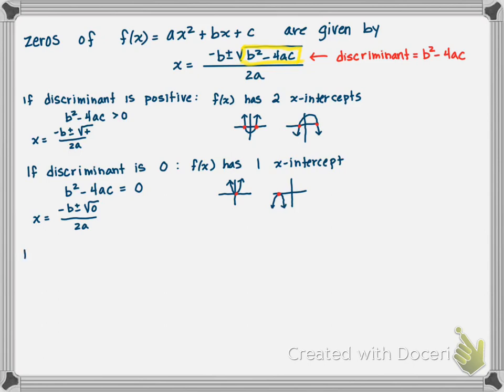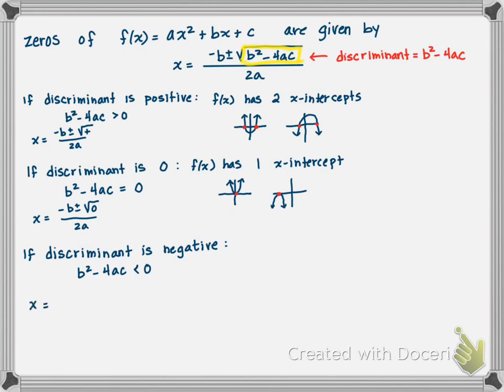Let's see. There it goes. If the discriminant is negative, so if b squared minus 4ac is less than 0, well, let's just kind of look at it.